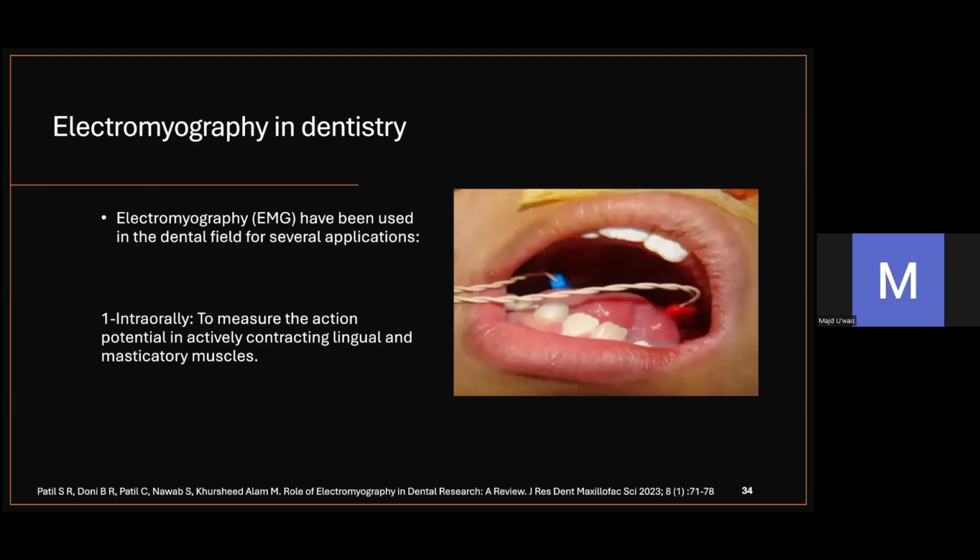There are several applications for electromyography in dentistry. First one, intraorally, used to measure the action potential in actively contracting lingual and masticatory muscles. As you can see, they use two electrodes, for example, on either the lingual muscles or the masticatory muscles. And then the electromyograph will be used to analyze these muscles.